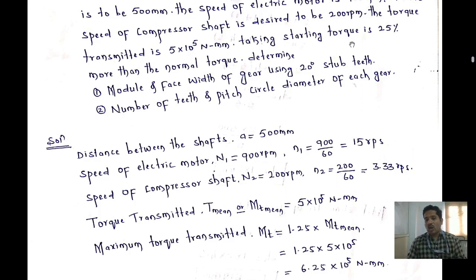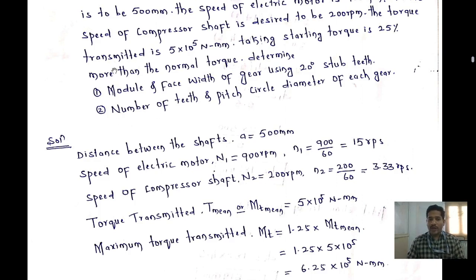Taking the starting torque as 25% more than the normal torque, this means 100 plus 25 becomes 125, and 125 by 100 gives 1.25 into mean torque. Clear here? The mean torque is 5 into 10 power of 5. If you multiply by 1.25, you will get the answer 6.25 into 10 power of 5. Clear? After that, what do we need to find out?